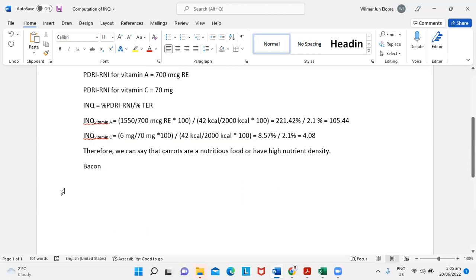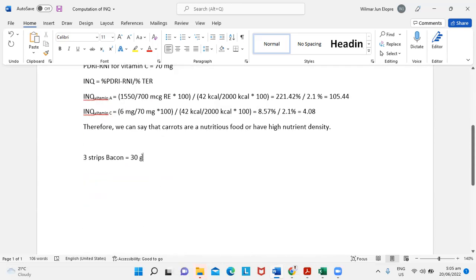Ato i-quantify. Sige, let's say 3 strips. Okay, 3 strips on to last time, no? So we want to know whether 3 strips of bacon can be considered as technically nutritious. So ato sa i-convert sa into grams ang 3 strips. Since a strip of bacon weighs around 10 grams, mahimo ning 30 grams.